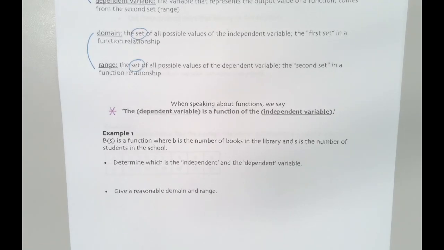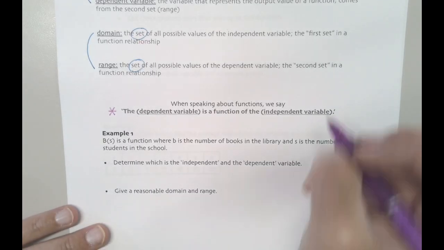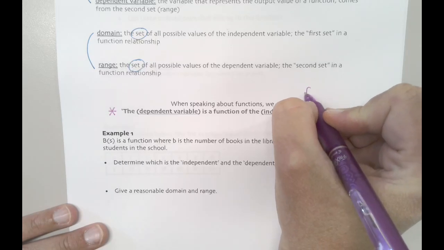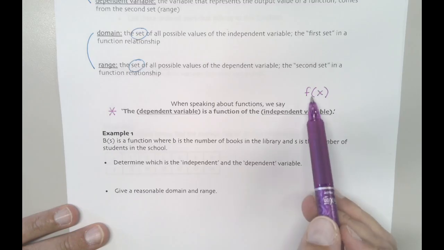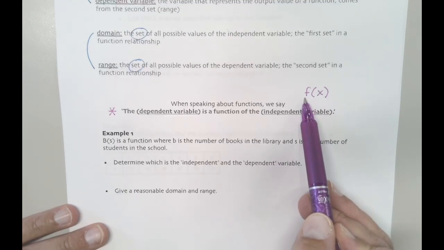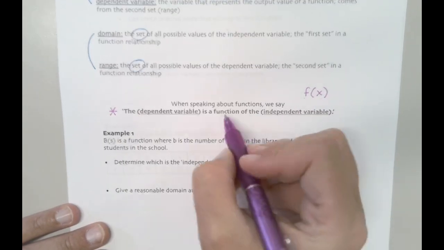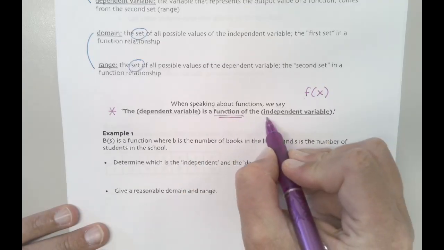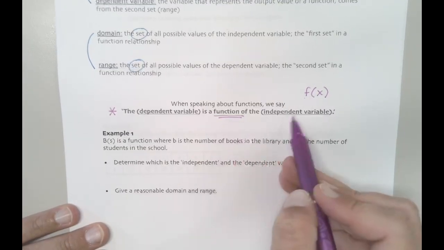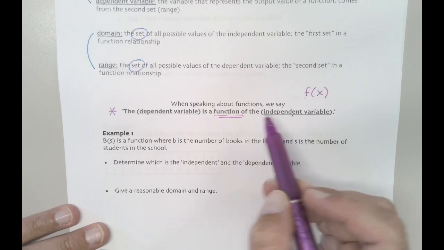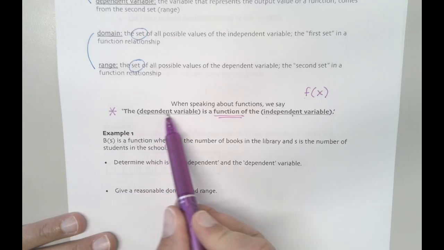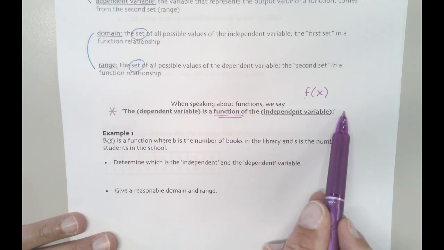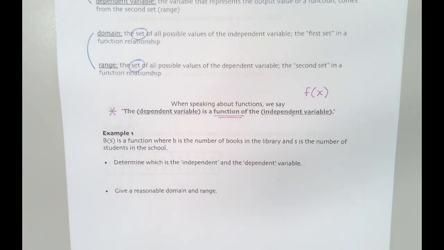I'm jumping ahead a little bit here because we're going to talk about this function notation in a minute. But when we say like f of x, you've seen this notation before. This is shorthand for function of x. And you see that here? Function of the independent variable, function of x, okay? So when you are trying to decide which one is independent and which one is dependent, if you see a sentence that looks something like this, that is your clue, okay? All right, so let's take a look at example 1.